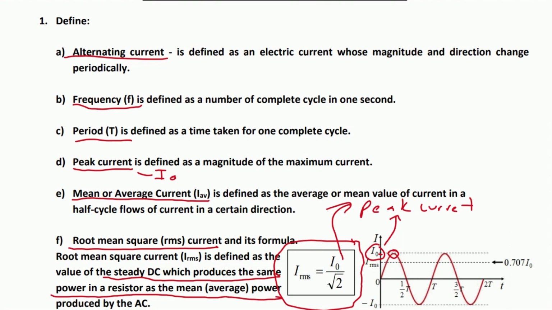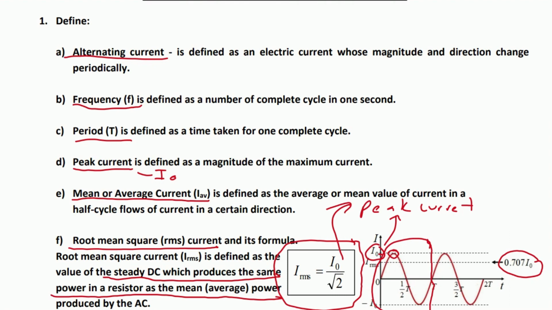Below this one is the I RMS, the root mean squared current. So I RMS equals 0.707 I naught. This is the I RMS current, and this is the peak current. Then we have the sinusoidal graph, where one complete oscillation represents the period.